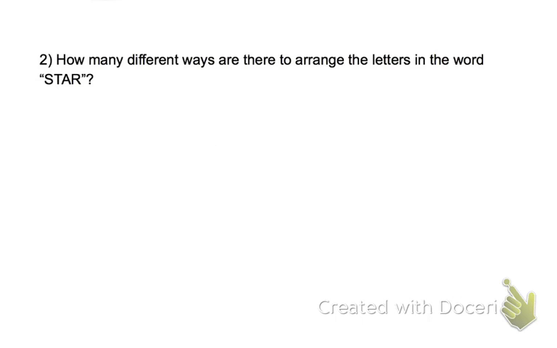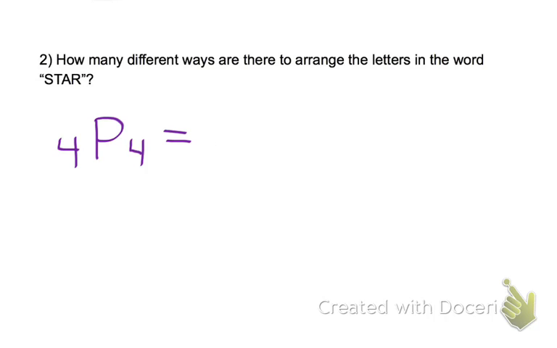Number 2, how many different ways are there to arrange the letters in the word star? So when arranging these letters, since the order matters, this again would be a permutation. There's 4 letters in the word star, so we're going to do 4 permutate, and we're arranging all 4 of those letters, so it's going to be 4 permutate 4.